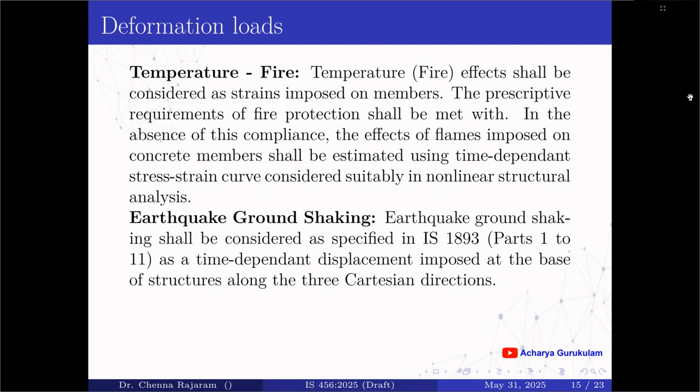Earthquake ground shaking shall be considered as specified in IS 1893 from Part 1 to Part 11 as a time-dependent displacement imposed load at the base of the structure along the three Cartesian coordinate directions.